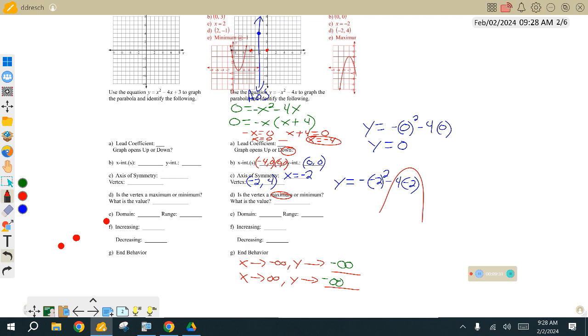Okay. All right. Finish it off. Once you found that vertex value, that maximum value, you've got that now. 4.